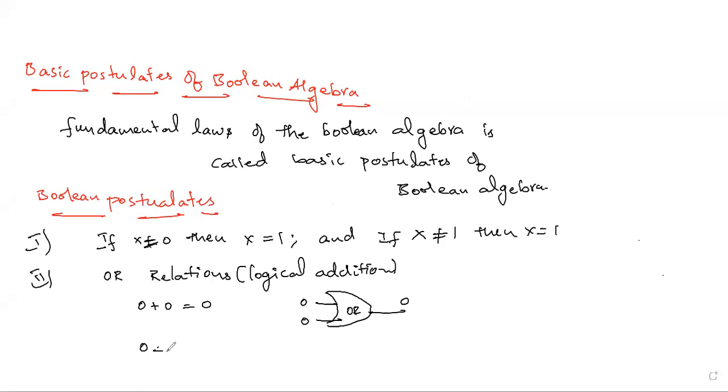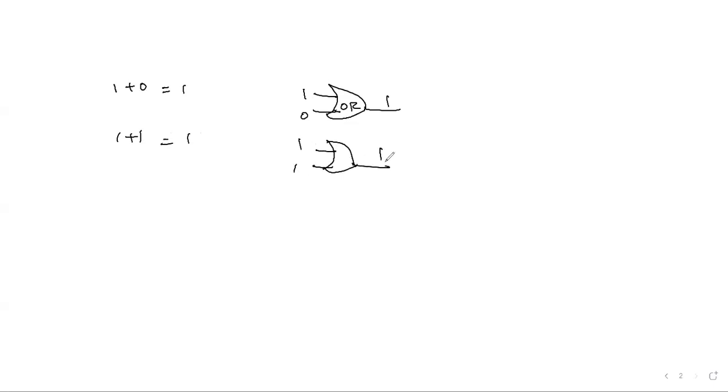When we are giving 0 or 1, it will be 1. So the logical OR symbol is this one. When we are giving 0 1, we are going to get 1 as output. Next, 1 or 0 will be 1. So 1 and 0 both are inputs, and we are going to get 1. Next, 1 or 1 will be 1. So we consider the OR gate. If I'm giving 1 1, I will get the result as 1 only.